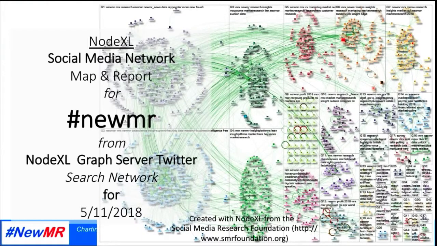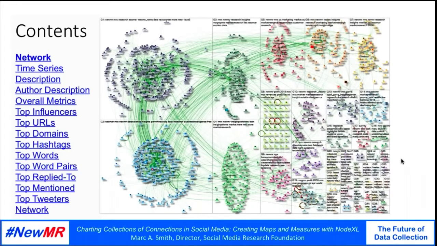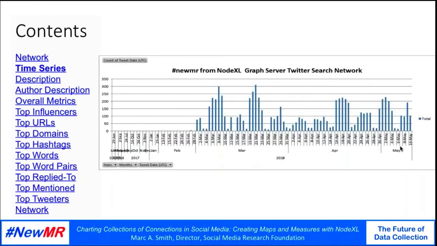So the tool's goal is to shed light on groups of people talking about a topic. Maybe we could point it at ourselves. What does it look like if we were to map #NewMR? And the answer is, it gives us a picture of how this discussion has been happening over time.